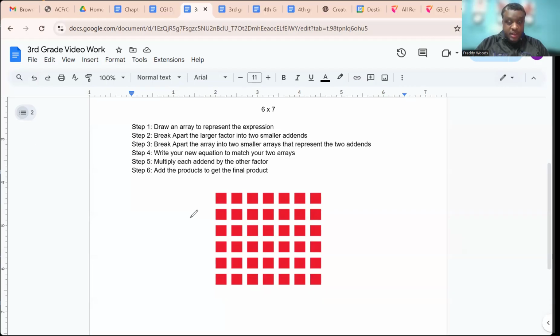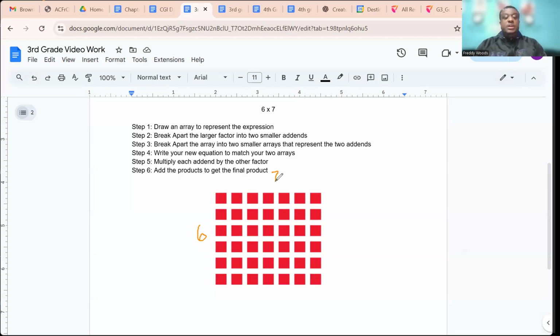So I have 6 rows, 1, 2, 3, 4, 5, 6. So I have 6 rows. And I have 1, 2, 3, 4, 5, 6, 7. So in total up here, I have 7 columns.